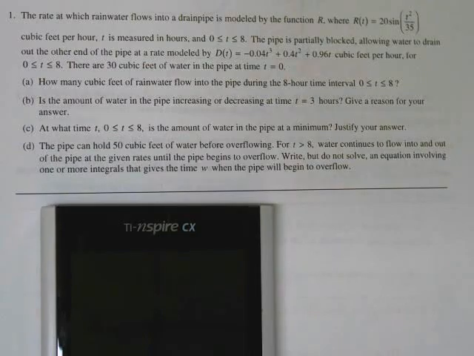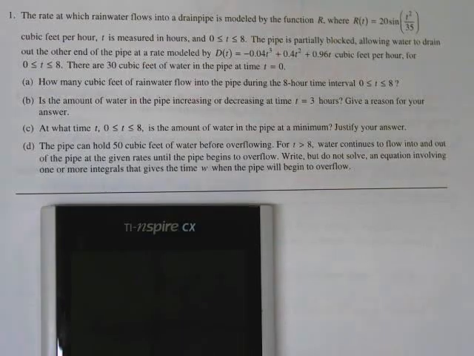Okay, so this is a rate problem where they're going to give you a rate that something's changing and ask you questions about that. Typically it's on the calculator portion. Several years ago it was on the non-calculator, so it could always show up there, but on the non-calculator they'll hopefully use simpler equations.